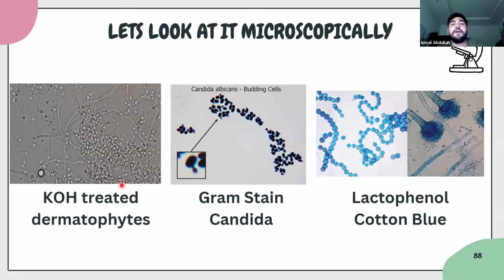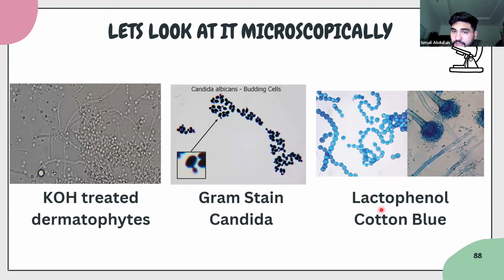So now, how do we look at fungi microscopically? We can treat them with potassium hydroxide if they are dermatophytes, meaning fungi that cause skin manifestations. If they are dermatophytes, you would treat them with potassium hydroxide. If it is Candida, you just give it a normal Gram stain. This is how it's supposed to look. If you look here, it's a budding cell. This is something that would stand out for Candida albicans. It would have these budding cells coming out of it. This is important as well.